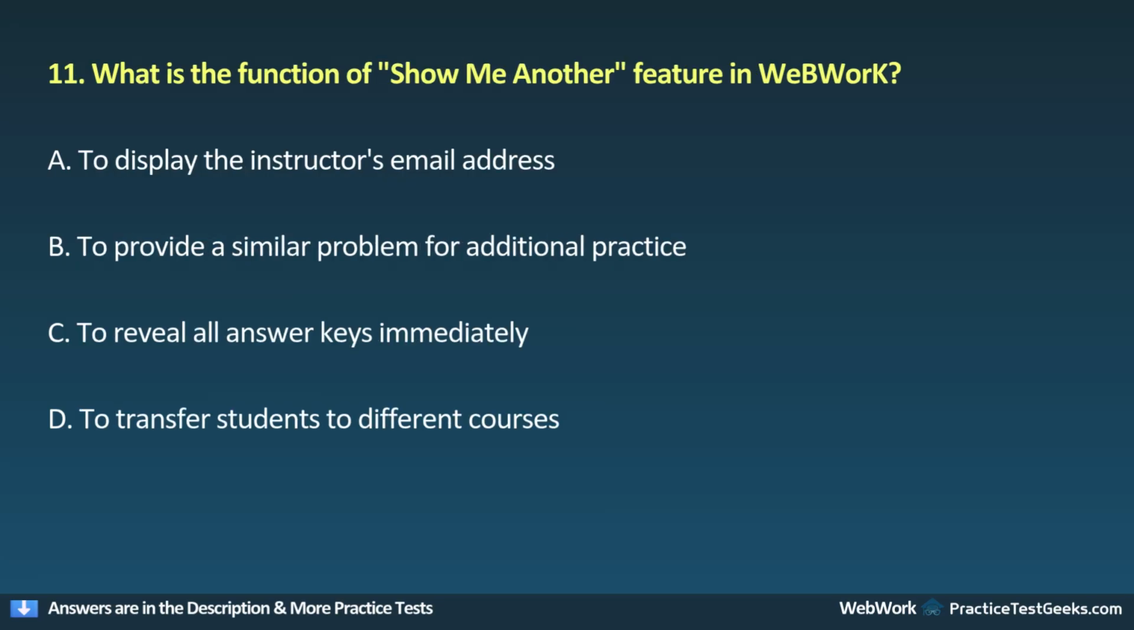11. What is the function of Show Me Another feature in WeBWorK? A. To display the instructor's email address. B. To provide a similar problem for additional practice. C. To reveal all answer keys immediately. D. To transfer students to different courses.